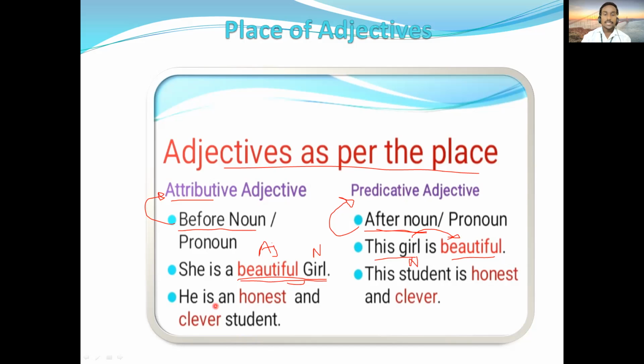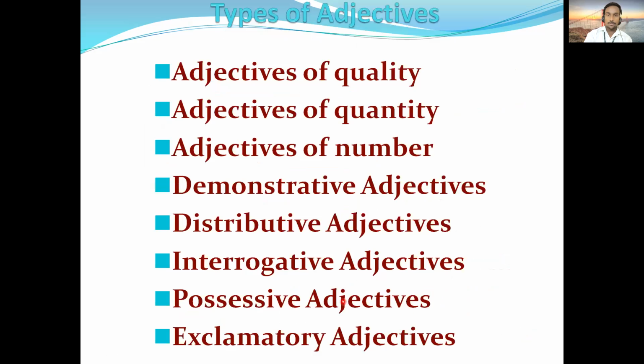Another example: He is an honest and clever student. The noun is student, and before the noun we have the adjectives honest and clever. So these are attributive adjectives. A similar example for predicative: This student is honest and clever. Student is the noun here, and honest and clever are adjectives used after the noun, so they are predicative. All right, let's go to the next slide.